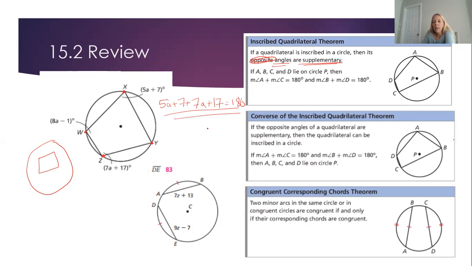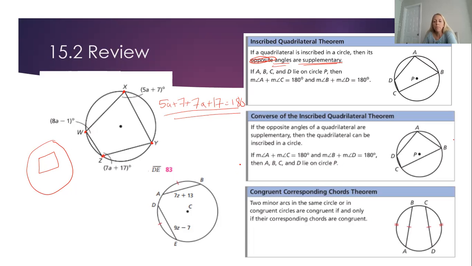Secondly, if the opposite angles of a quadrilateral are supplementary, then we know the quadrilateral can be inscribed. That type of problem you would have if you didn't see a diagram. You would be given angle measures and asked, could this quadrilateral be inscribed in a circle? The answer would be yes, if the opposite angles are supplementary.